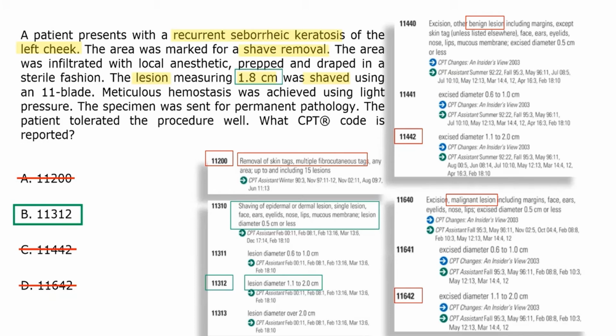And then 11642 is also excision of the malignant lesion. And then 11312, it talks about the shaving of the epidermal or dermal lesion, single lesion. And so the shaving of the lesion has been done, and we are going to send that lesion later on for the pathology, and so the answer will be B.